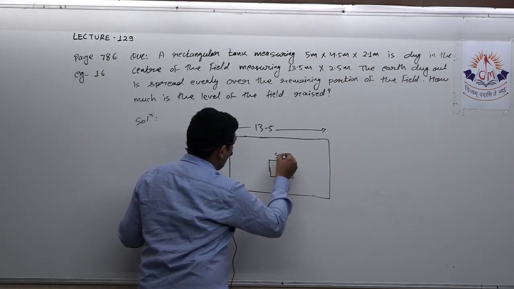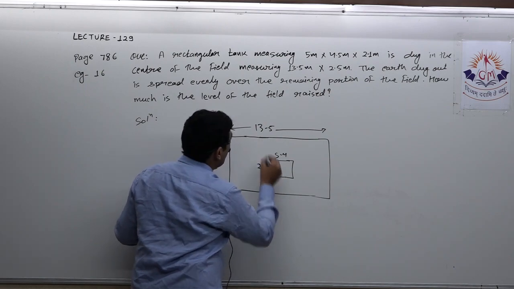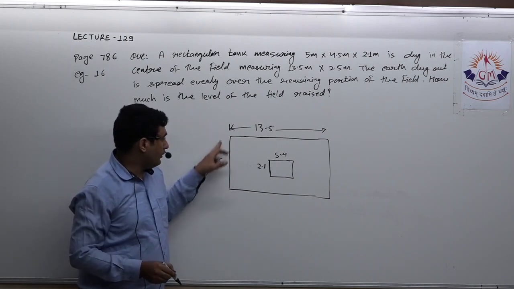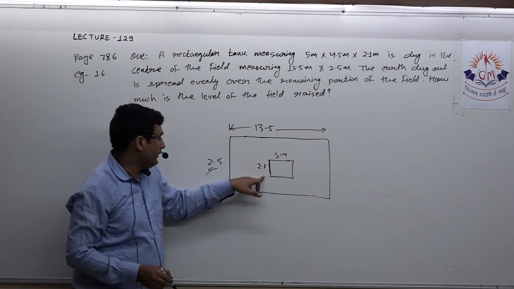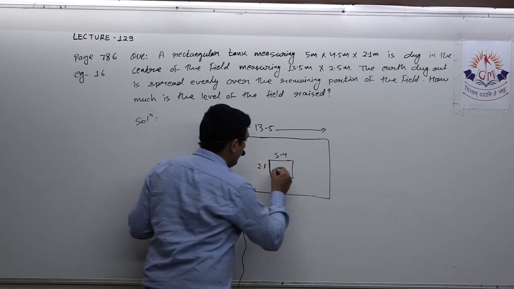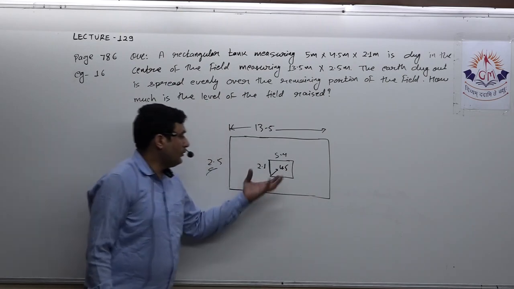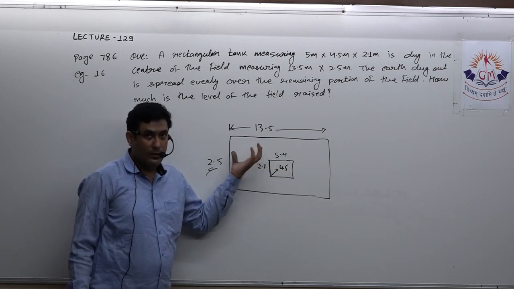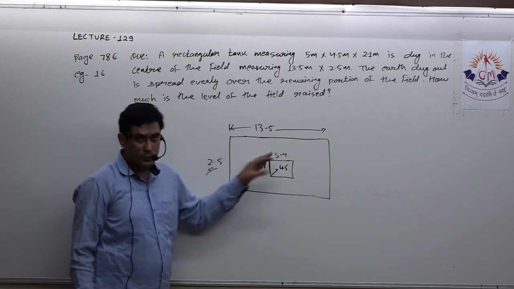So this might be 5, and this must be 2.1 breadth, because it cannot be 2.5, because the breadth of the field is only 2.5. So this cannot be 4.5. That means 4.5 is the depth. Now further it is written that the soil or the earth taken out from this tank is spread evenly over the remaining portion of the field.